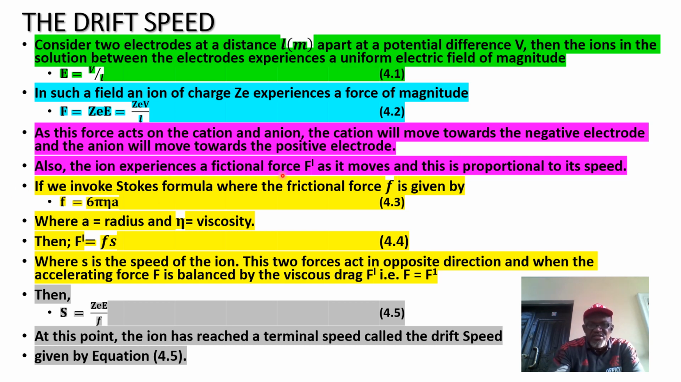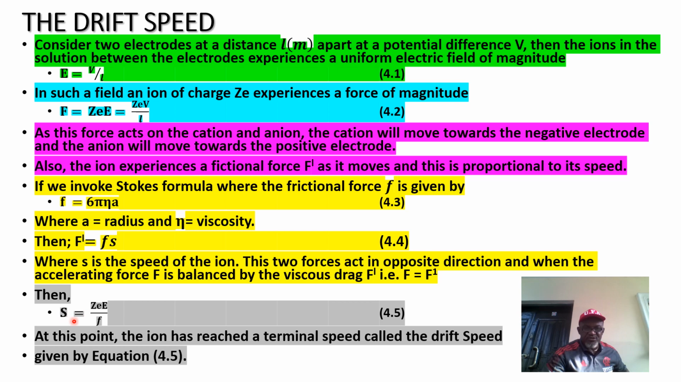Also, the ion experiences a frictional force. There will be a frictional force as you're moving, because in solution it looks like something is driving it back. That's the frictional force. And when we talk about frictional force, then we'll bring in Stokes' law. This is the frictional force from Stokes' law, where a is the radius and then the viscosity. So if we equate that, the force will be equal to the frictional force Fs. Which means when this ion is balanced, the force will be equal to the frictional force.